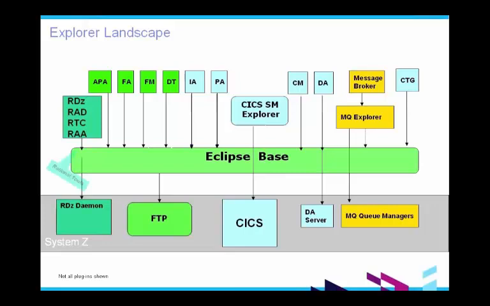As you can see, we now have a single workbench where we can access all the IBM tools from one Explorer base. Rational tools: RDz for System z application development, RAD for server application development, RTC for team collaboration, Rational Asset Analyzer for application analysis. In PD tools, we have APA, Application Performance Analyzer, to do a deep dive problem analysis, Fault Analyzer for reviewing your abends, File Manager for accessing your data, Debug Tool for interactively debugging your application.